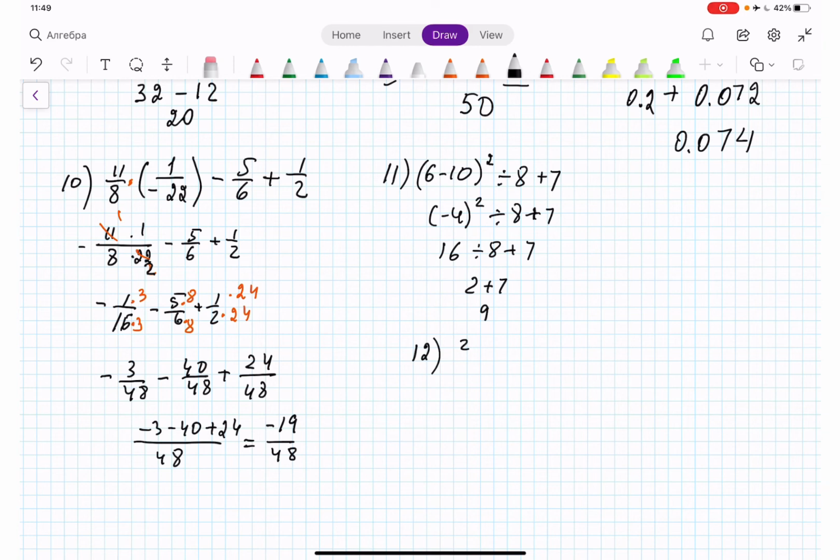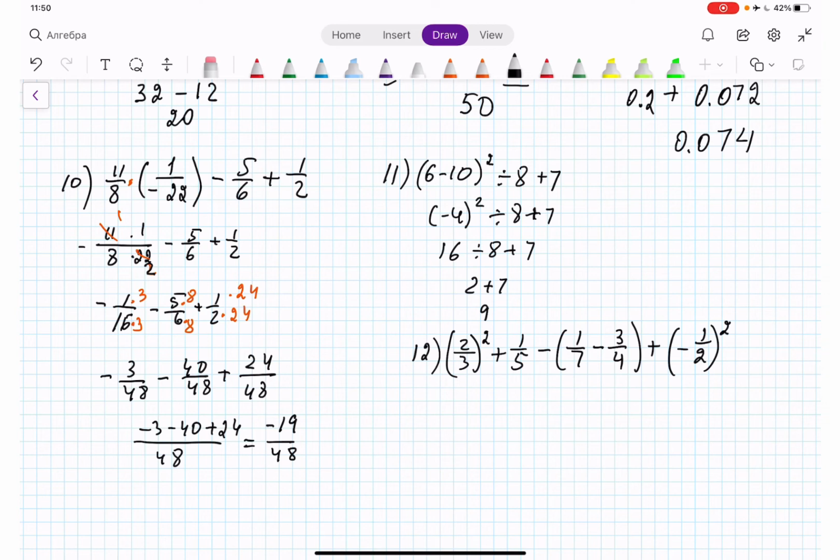We have (2/3) squared plus 1/5 minus 1/7 minus 3/4 plus (negative 1/2) squared. Okay. Let me double check: (2/3) squared plus 1/5 minus 1/7 minus 3/4 plus (negative 1/2) squared.